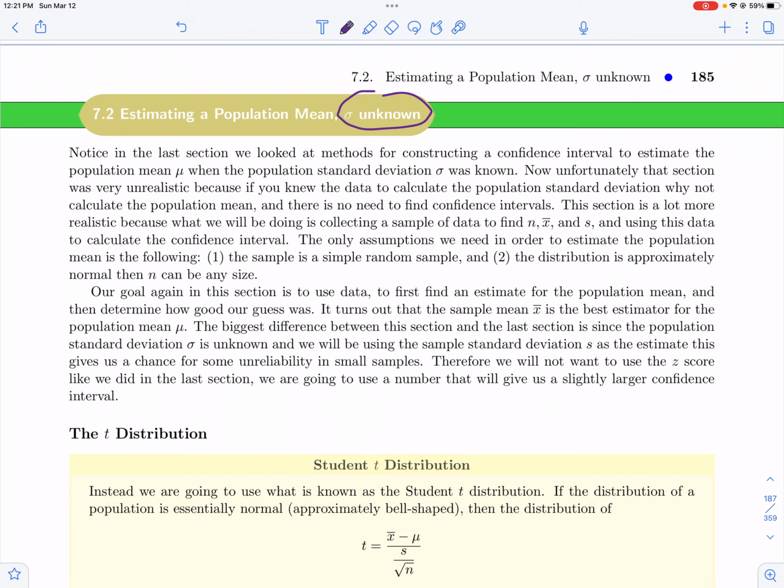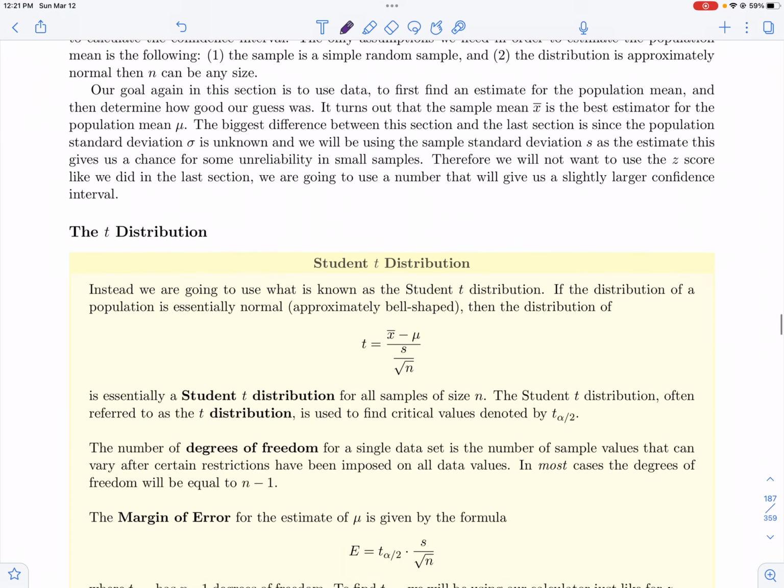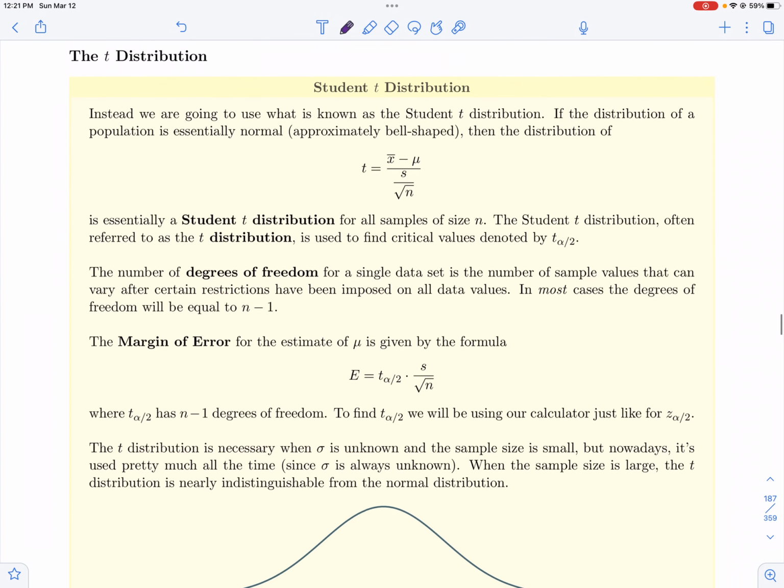Now, there is one new thing we're going to get. So instead of using our normal distribution like we've been using for all these other ones, we're going to introduce a brand new distribution, which is what's called our student t distribution. And so again, it's still approximately bell-shaped. It's still approximately normal. It's a little flatter and a little spread out compared to our normal curve.